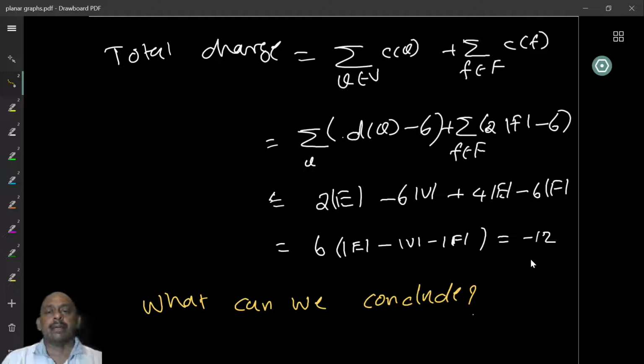But if the total charge is negative, then some elements in the summation must contribute a negative value, right? What are the negative values contributed by these elements? If you look at any phase, every phase boundary is at least 3 edges, so the length of any phase is at least 3.